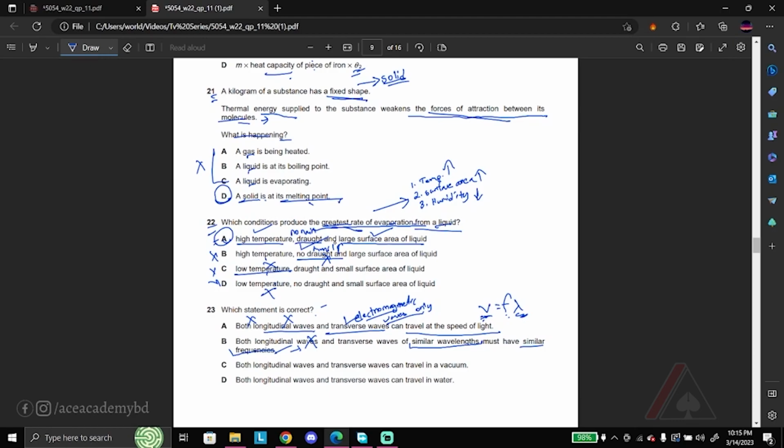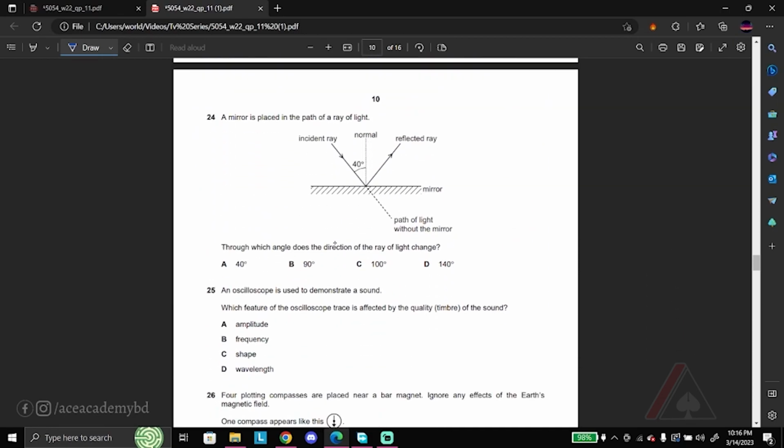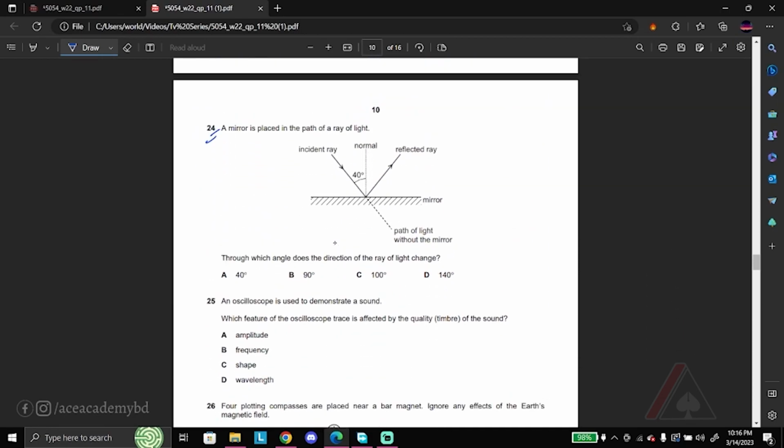C, the correct statement. C says both longitudinal waves and transverse waves can travel in a vacuum. That is wrong as well. Only transverse waves can, longitudinal waves cannot. Then D says that both longitudinal waves and transverse waves can travel in water, which is true because water waves themselves are transverse waves, like a net ride. Transverse waves can travel in water, and longitudinal waves, for example sound waves, can also travel in water. So D is correct. So let's move on to question number 24.